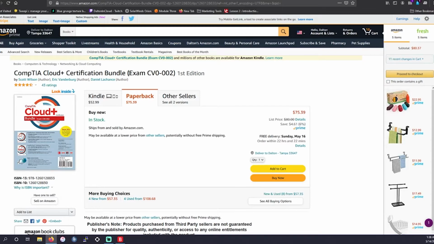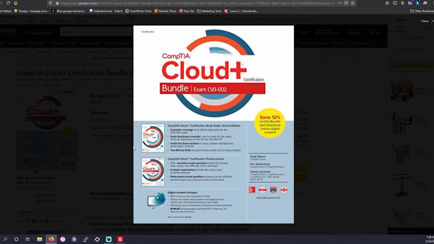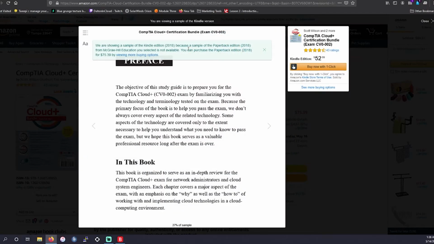But anyway, we're not here to talk about Mr. Gibson's book. We're here to talk about Sam Wilson, Eric Vanderberg, and Daniel Lachance in their book. This particular book gives you a lot of amazing content. This is for the same exam we've been going over. As far as I'm aware, you do get a voucher in here.